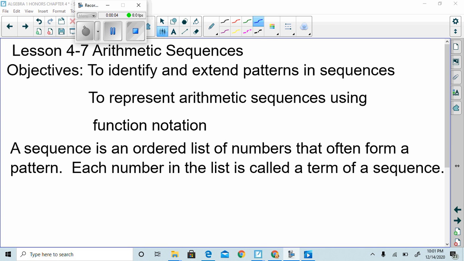To end Chapter 4, we're going to be talking about arithmetic sequences. Our goal here is to identify and then extend patterns and sequences, and to represent these arithmetic sequences using function notation. So what is a sequence? It's an ordered list of numbers that often form a pattern. And each of those numbers in the list is called a term of the sequence.